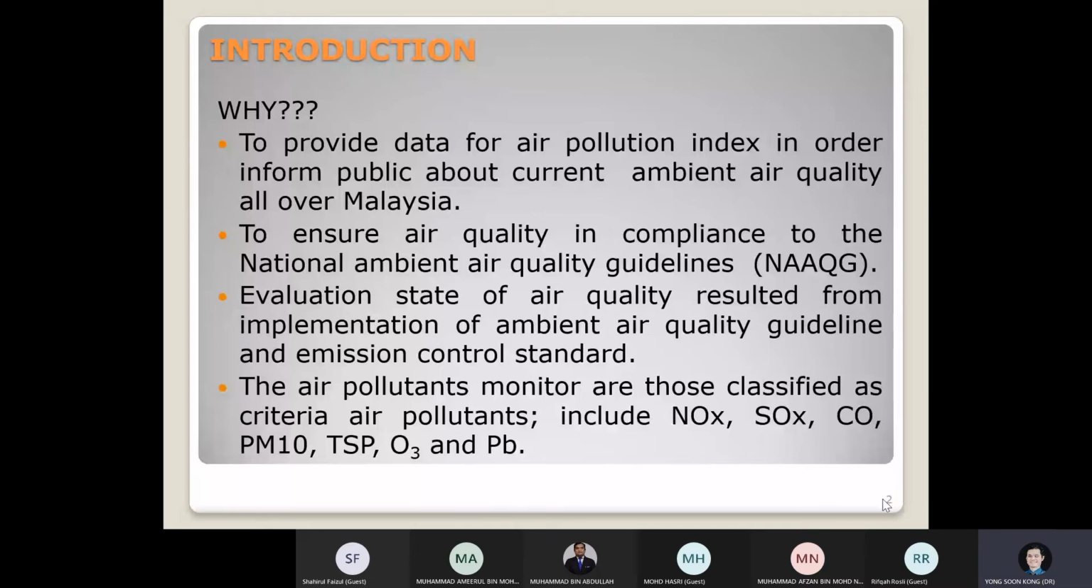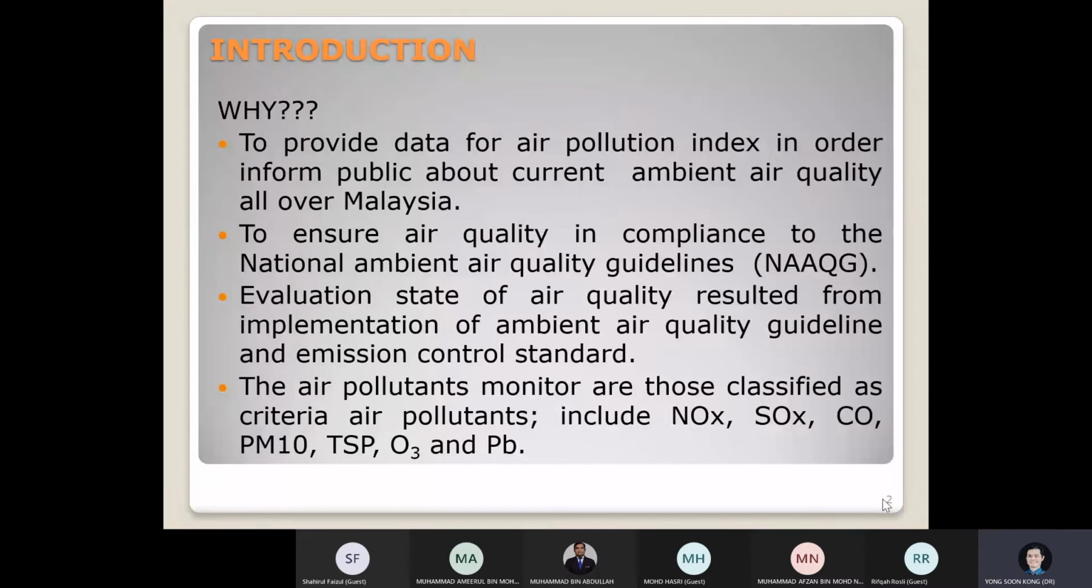Which one is more dangerous? I believe you can search for yourself later. The other one is carbon monoxide, which as we know is toxic. Too much of it might poison people. PM10, particulate matter. That means we're going to look at how much of the dust particles there are with this size. PM10 means 10 micrometers, 10 microns, in terms of particle diameter.